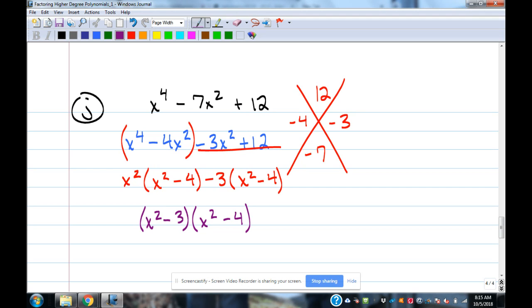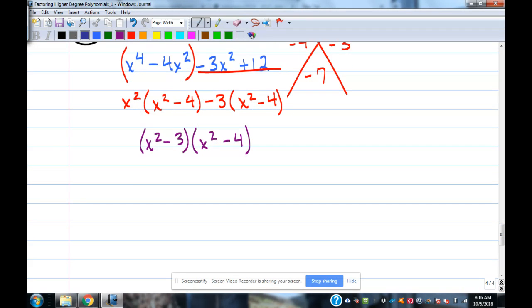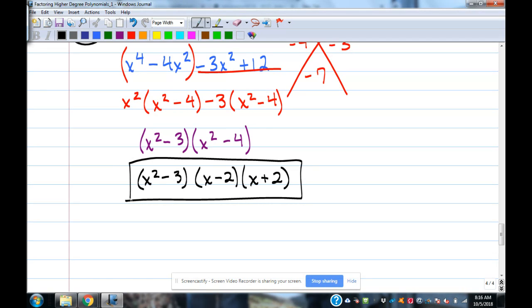This is a difference of squares because 4 is what kind of number? It's a square number. It's 2 squared. Okay, so this one will factor further, so we're going to break it apart further. Okay, how does that one factor? Yeah, x minus 2, x plus 2, whichever order you put that in, doesn't matter. That's the completely factored form.